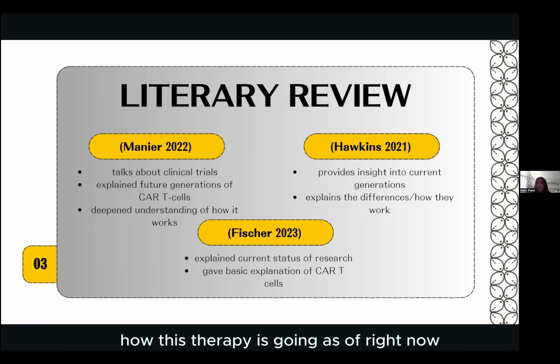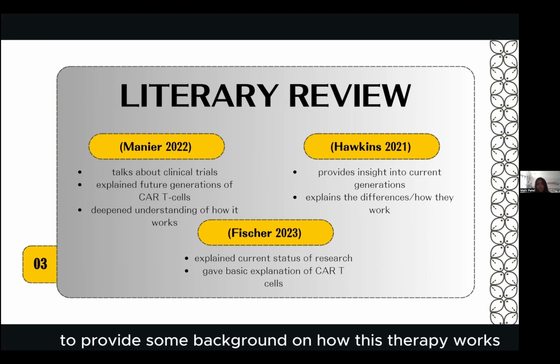For the next literary review, it was more about the current generations and how this therapy is going as of right now. And it explained the differences between the different generations, and then how they work and how they differ from each other. And then the last paper that I used explained the current status of this research and where CAR T cell therapy is right now. And it also gave a basic explanation to provide some background on how this therapy works.